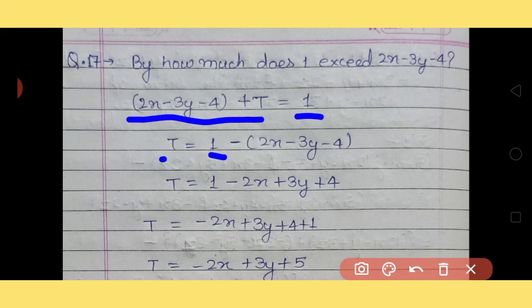So when the bracket opens, their signs will be changed. So bracket open, 1 minus 2x plus 3y plus 4. So we will put together the like terms. So 4 and 1 are constants, these two terms are like terms, so we will put them together. So 4 plus 1 is written together. The rest of the terms we will write the same as they are present. So minus 2x plus 3y plus 5 is the answer.